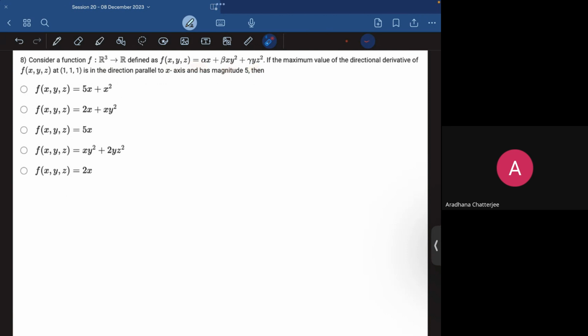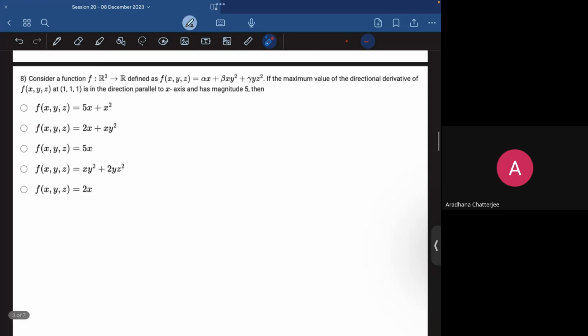Now, if the maximum value of the directional derivative of f of x, y, z at (1,1,1), so this is basically a point in R3, is in the direction parallel to the x-axis and has magnitude 5, then basically we need to just find out what the function is. Based on what we've been given, we need to write down what we know. We know that the maximum value of the directional derivative at (1,1,1) is in the direction parallel to the x-axis and has magnitude 5. So what does it mean that it's parallel to the x-axis?